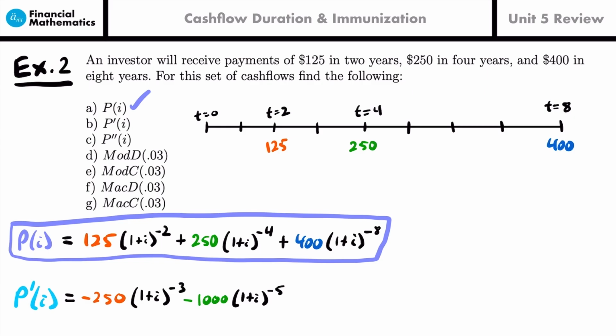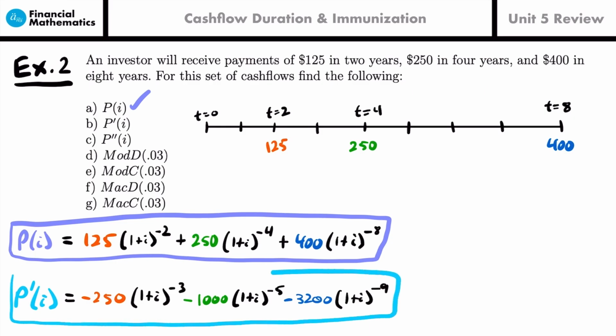And then finally, we have this term. We need to multiply negative 8 down and then subtract 1 from that exponent. And negative 8 times 400 is negative 3200. So we'll have minus 3200 times 1 plus I to the power of negative 9. All right, negative 8 minus 1 is negative 9. And that right there is the first derivative, P prime of I, of our present value function. That takes care of part B.